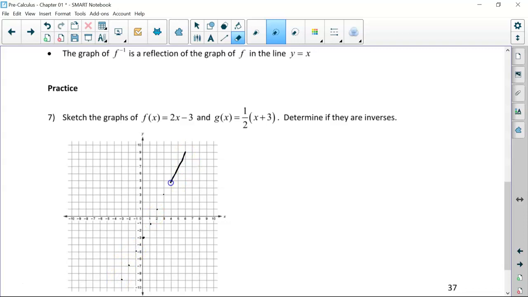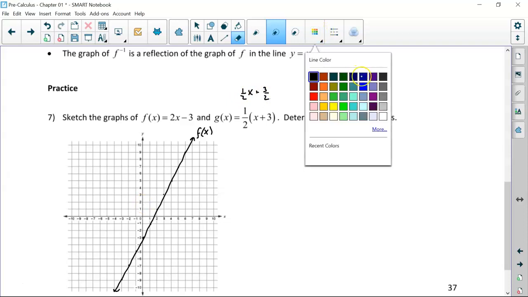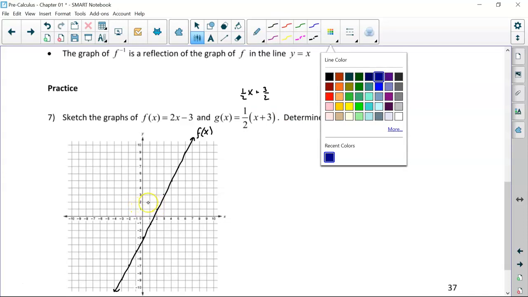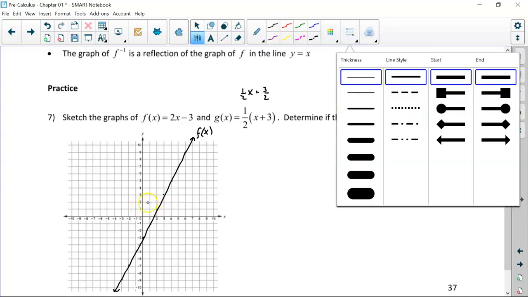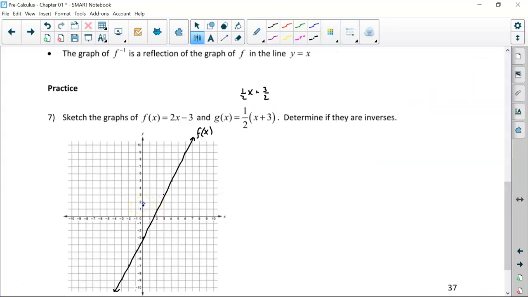So here is our function for f of x. Now for g of x, that's also the same as 1/2 x plus 3 halves. So I'm going to have my y-intercept. I'm going to change my color here, like a blue. And we're going to be at 3 halves. And now we're going to go up 1 and over 2.